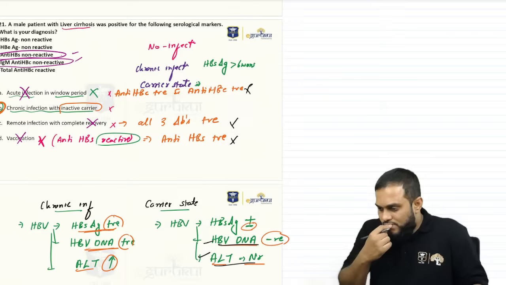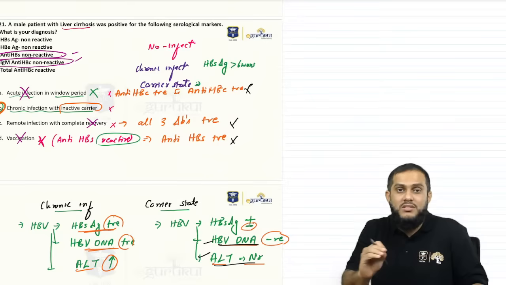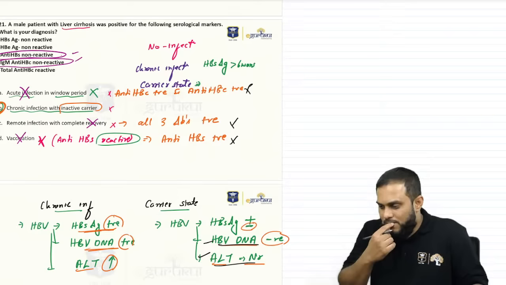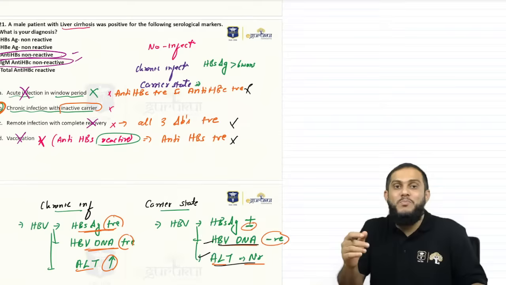Any doubts? So many students are confused with this question. I don't know why. The answer is clear cut: chronic infection with inactive carrier. Recombinant vaccine was given for another question, the human papillomavirus L1 antigen. They mentioned the recombinant vaccine for that question, not for this one.